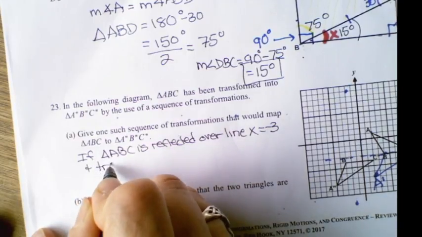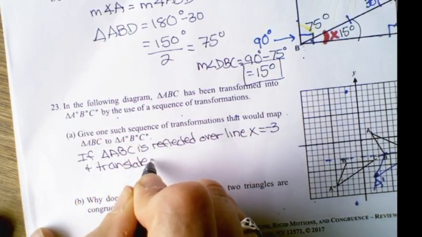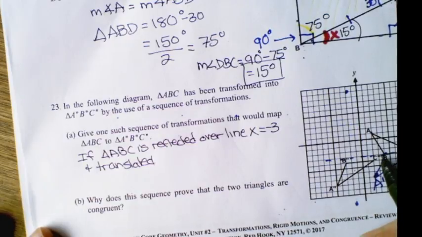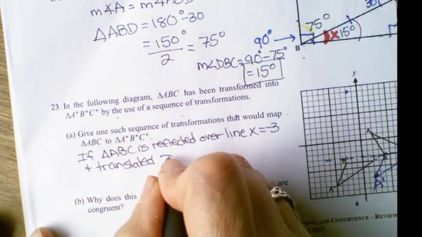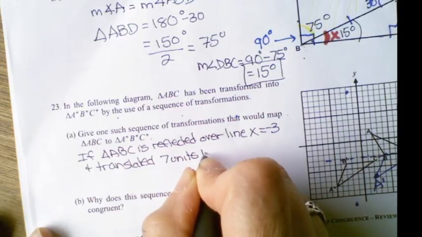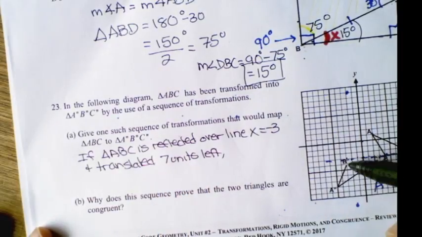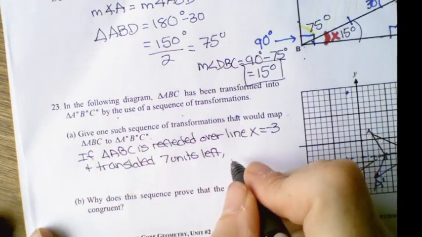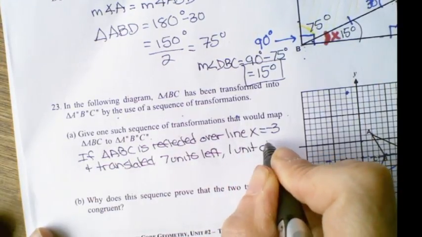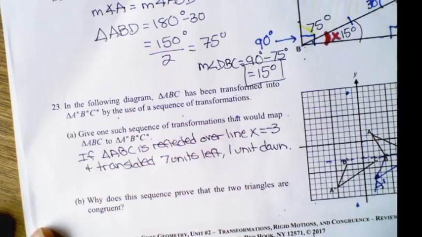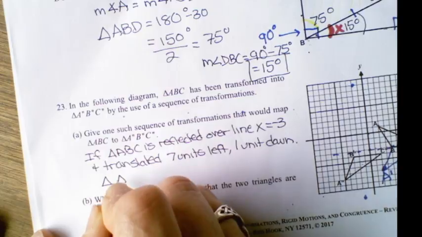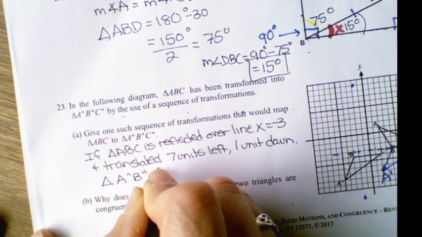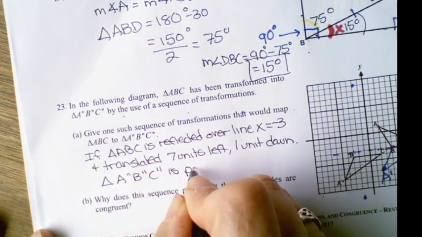So that's a translation. Translated to the left, I have to move 1, 2, from B. 1, 2, 3, 4, 5, 6, 7 places left. 7 units left. And then I have to bring it down so it's aligned. 1 unit down. Triangle A double prime B double prime C double prime is produced.